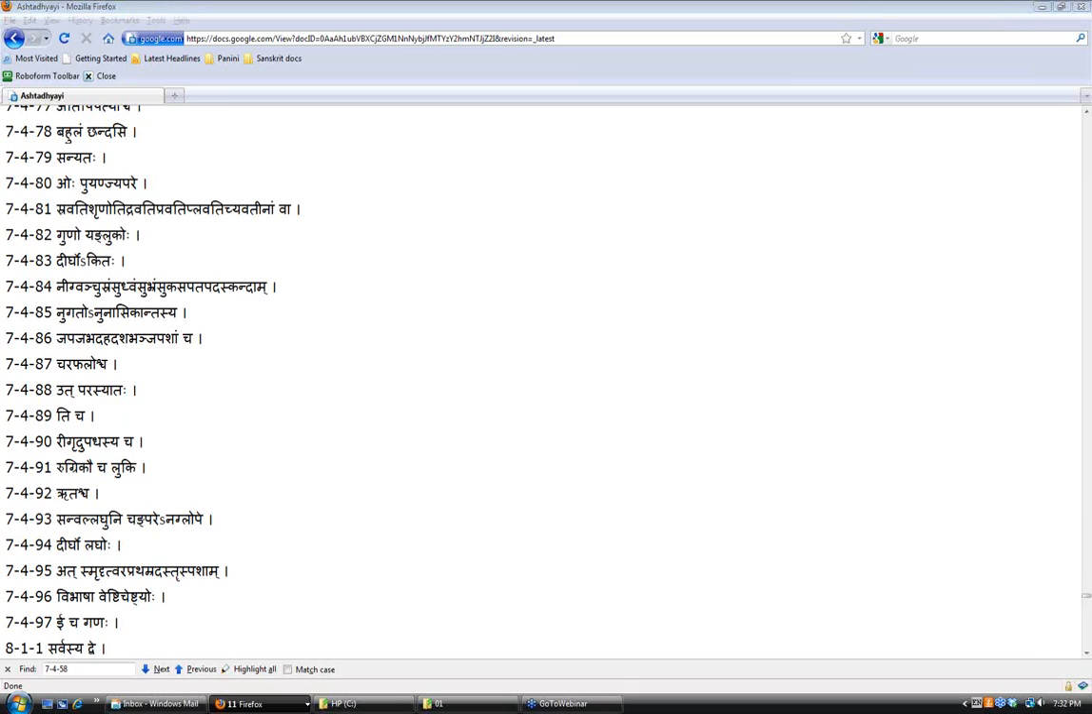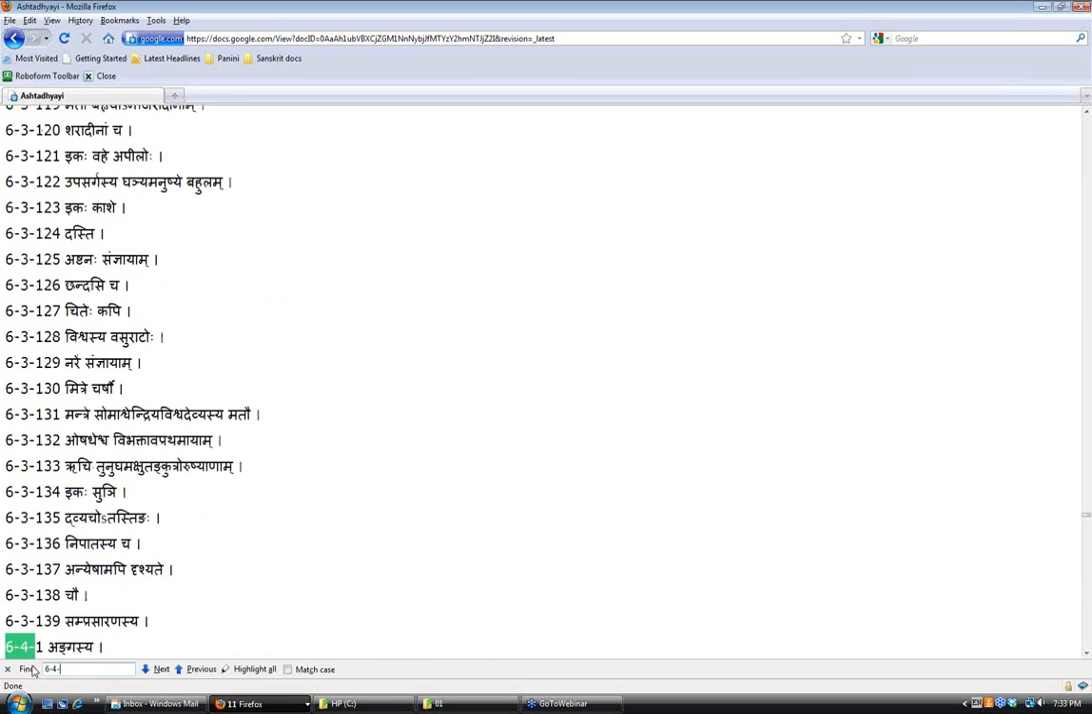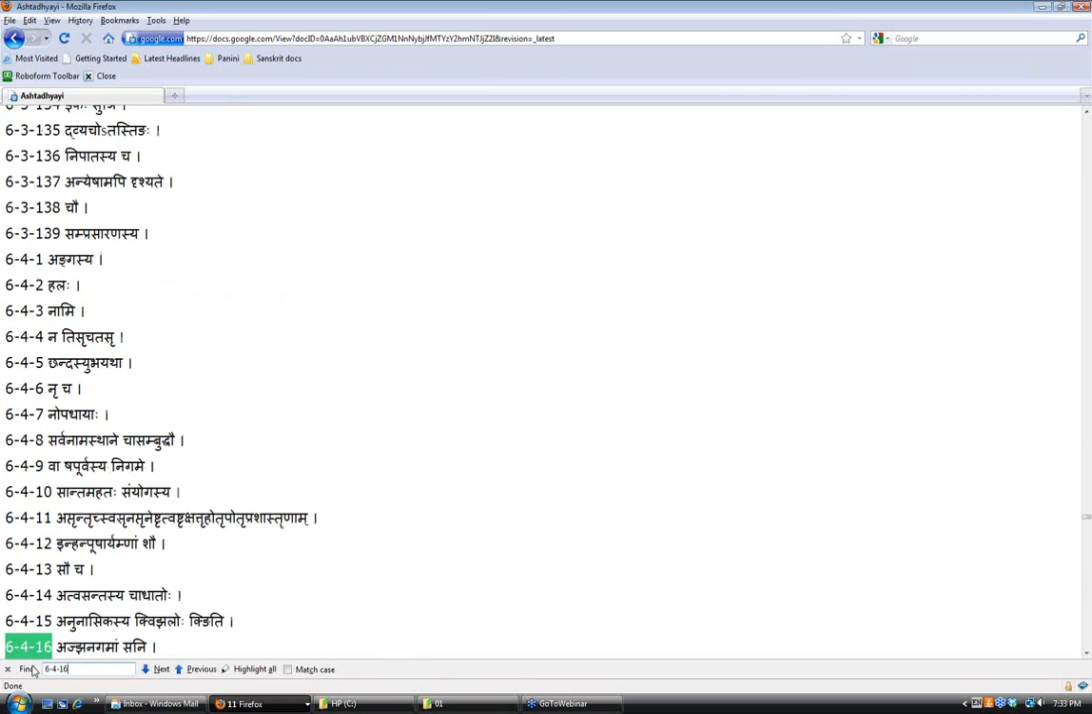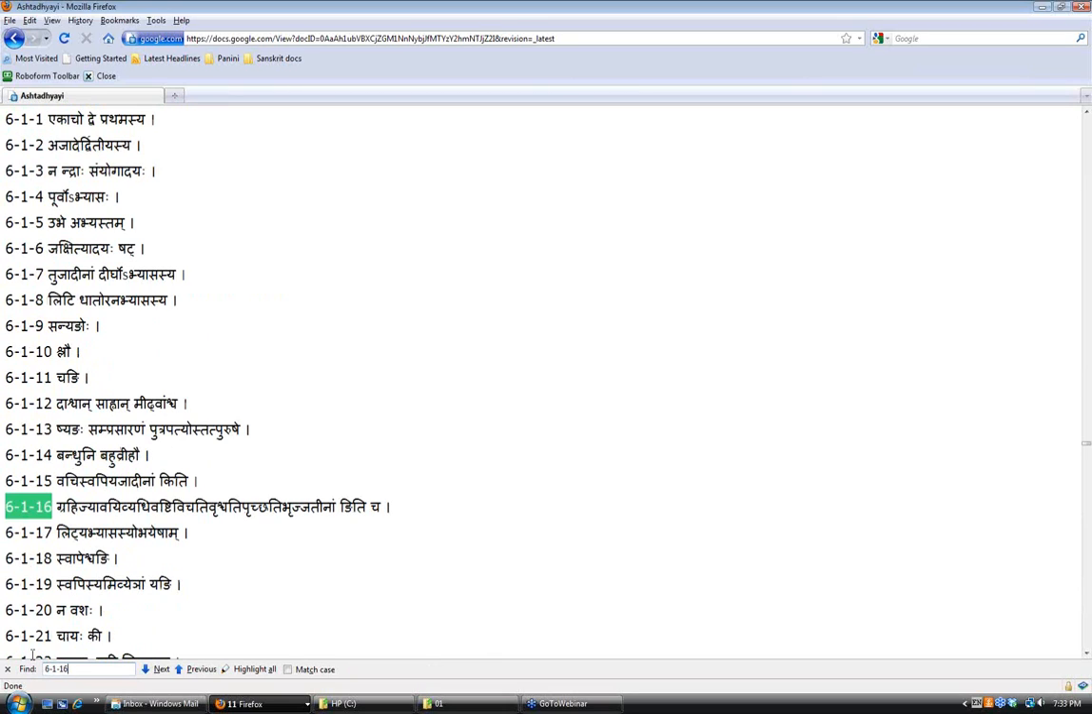And another thing that will apply, remember, the yang is a yakari pratyaya, obviously, and it's also a nit pratyaya. So rules such as samprasaranam, which is 6.1.16, will apply. We'll come back to these a little bit later, but I just want to give you a little overview before we go deeper.